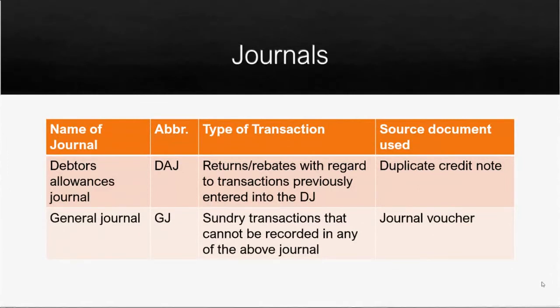Then the last one for now is the general journal, the GJ. This is any type of transaction that does not fall in any of the other journals that we've discussed. So it's not a cash transaction, it's not a petty cash transaction, it is not a credit transaction, whether debtors control or creditors control, then it will fall in here. And our supporting document or source document would be a journal voucher.